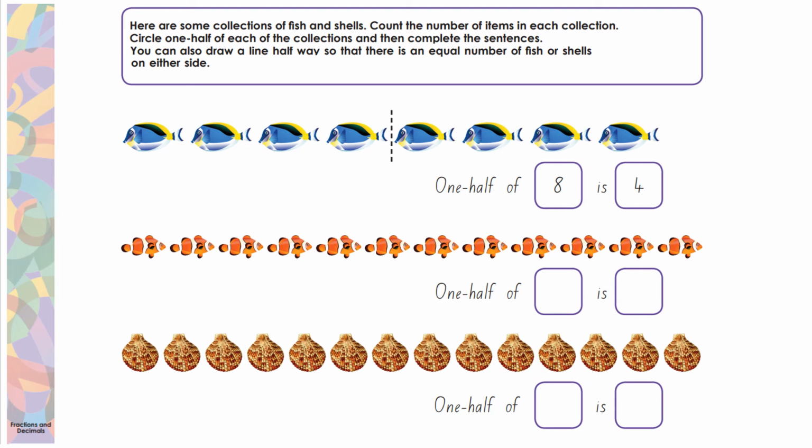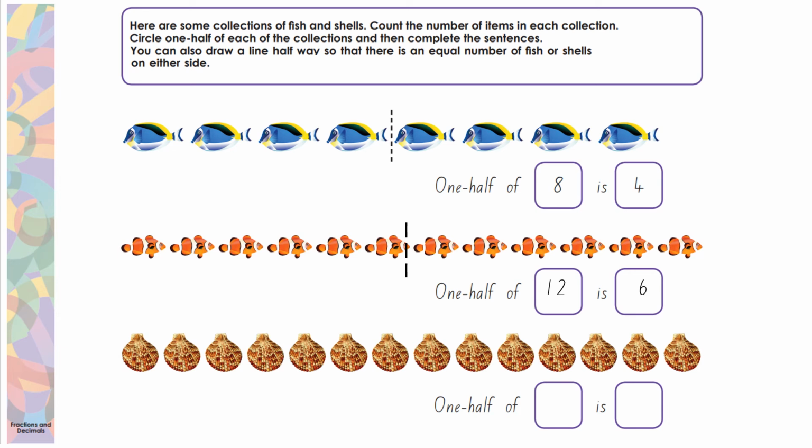Now let's look at the fish below it. We've got 1, 2, 3, 4, 5, 6, 7, 8, 9, 10, 11, 12. So 1/2 of 12. I'm going to put my line down. I think this is half. So 1/2 is 1, 2, 3, 4, 5, 6. Am I right? Let's count the other half. 1, 2, 3, 4, 5, 6. I am. I've got 2 equal parts. So 1/2 of 12 is 6.